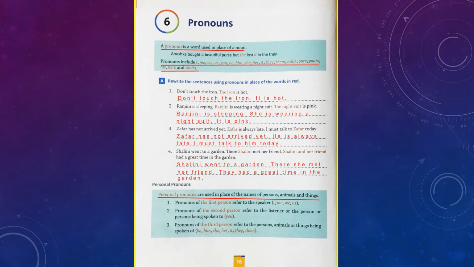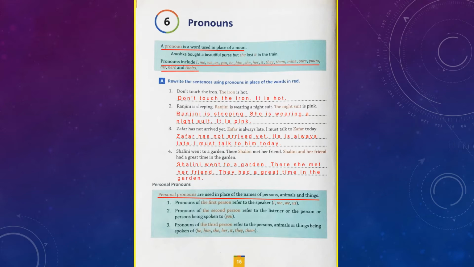Okay. The table given to you with 3 points is very important. So you need to learn this for your upcoming test. Pronouns of the first person refer to the speaker: I, me, we, us. Number 2, pronouns of the second person refer to the listener or the person or persons being spoken to, that is you. And number 3, pronouns of the third person refer to the persons, animals or things being spoken of: he, him, she, her, it, they and them.